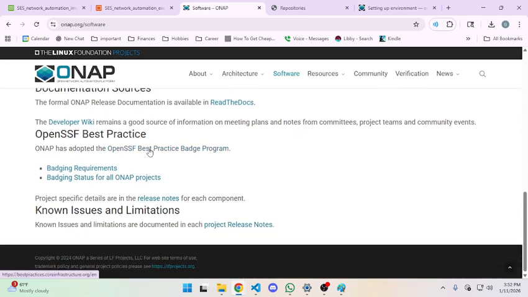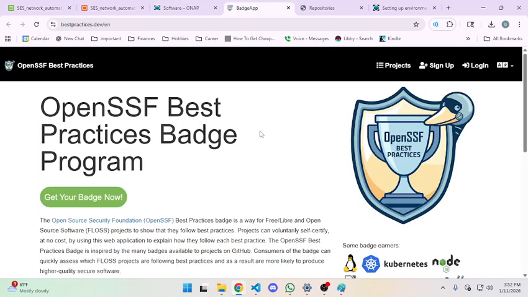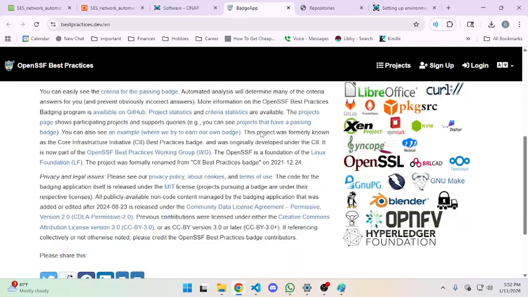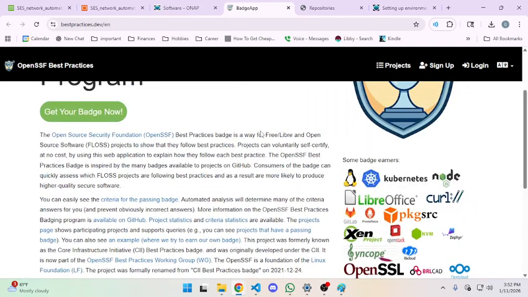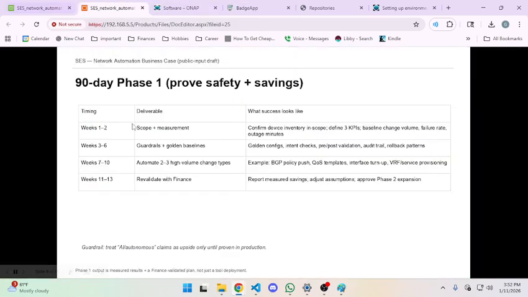ONAP. Best practice badge program. ONAP. Yeah, open source. Yeah, I don't know, but we're gonna have that delivered by week 6.